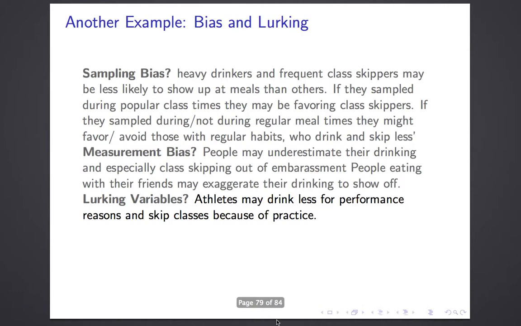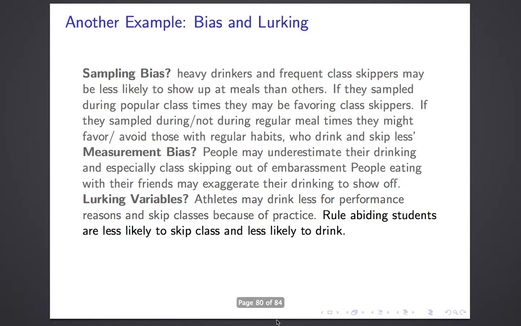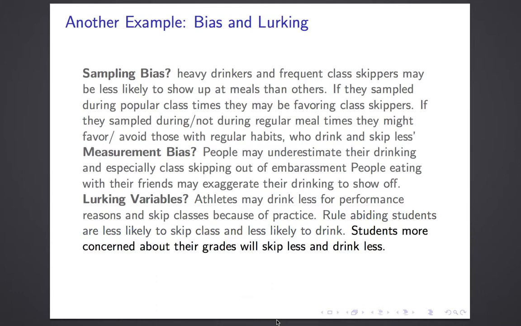Lurking variables. Here's one: athletes. That's a group of people who are likely to drink less, so that affects the explanatory variable, and they may perhaps skip classes more because they have practice and because they lose sleep over practice and things like that. Of course, the most straightforward one is rule-abiding students, good students, well-behaved students, however you want to say it, are less likely to skip class and less likely to drink. That's an aspect of the student which affects both variables. Likewise, students more concerned about their grades will skip less and drink less. And there are lots of others.